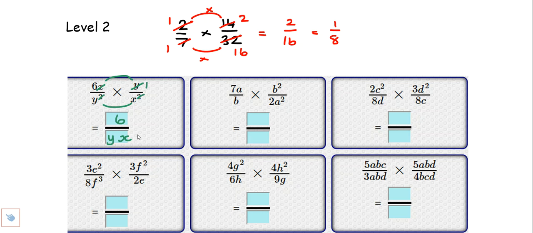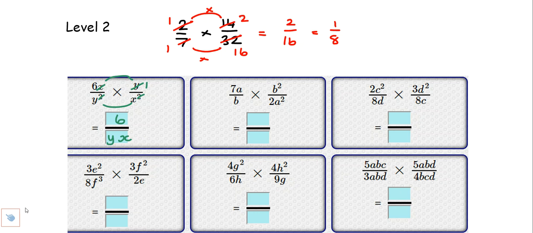Is it yx or xy? It doesn't matter. Isn't x in the alphabet before y? But it doesn't matter. You don't have to do it in alphabetical order. We do have to put numbers before letters though. Okay, does that make sense?